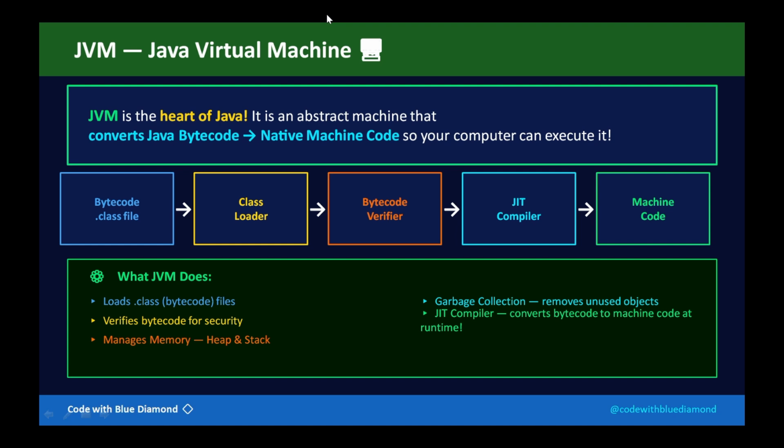Let me explain the JVM process step by step. Step 1, JVM loads the .class file using the class loader. Step 2, the bytecode verifier checks if the bytecode is safe and valid. Step 3, the JIT, which stands for just-in-time compiler, converts bytecode to machine code at runtime. What else does JVM do? It manages memory using heap and stack. It performs garbage collection automatically, removing objects that are no longer needed. Suppose there is a variable we declared but is not used, so the garbage collector will automatically remove it.